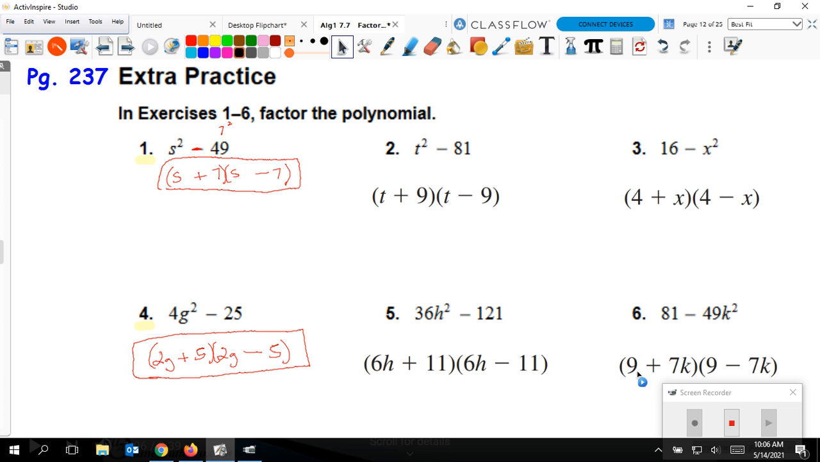Again, you can always check to see if you're correct by just using FOIL. Multiply these two back and see that you get these two. What would end up happening is, as you multiply, your first terms would give you the 81, the last terms would give you the negative 49k squared. The outside and the inside will cancel each other out though. This would be a negative 63k and this would be a positive 63k. That would cancel them out.